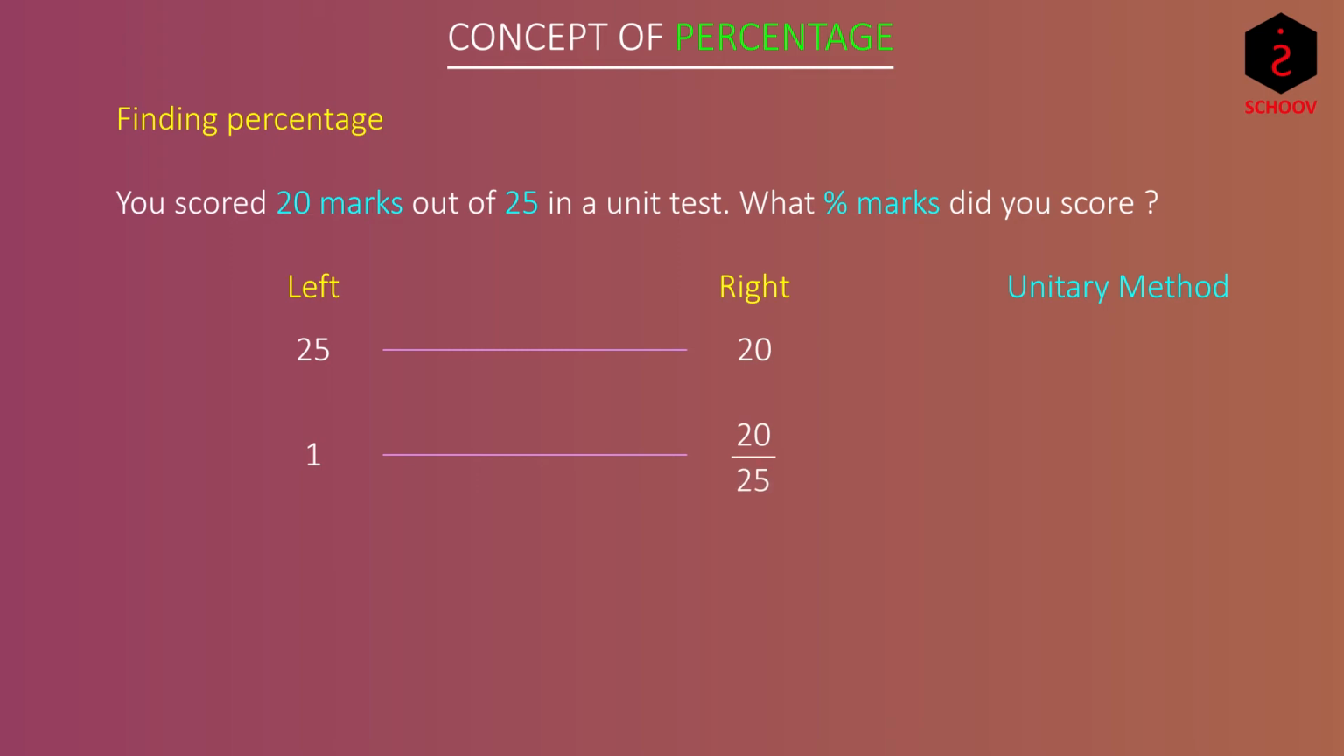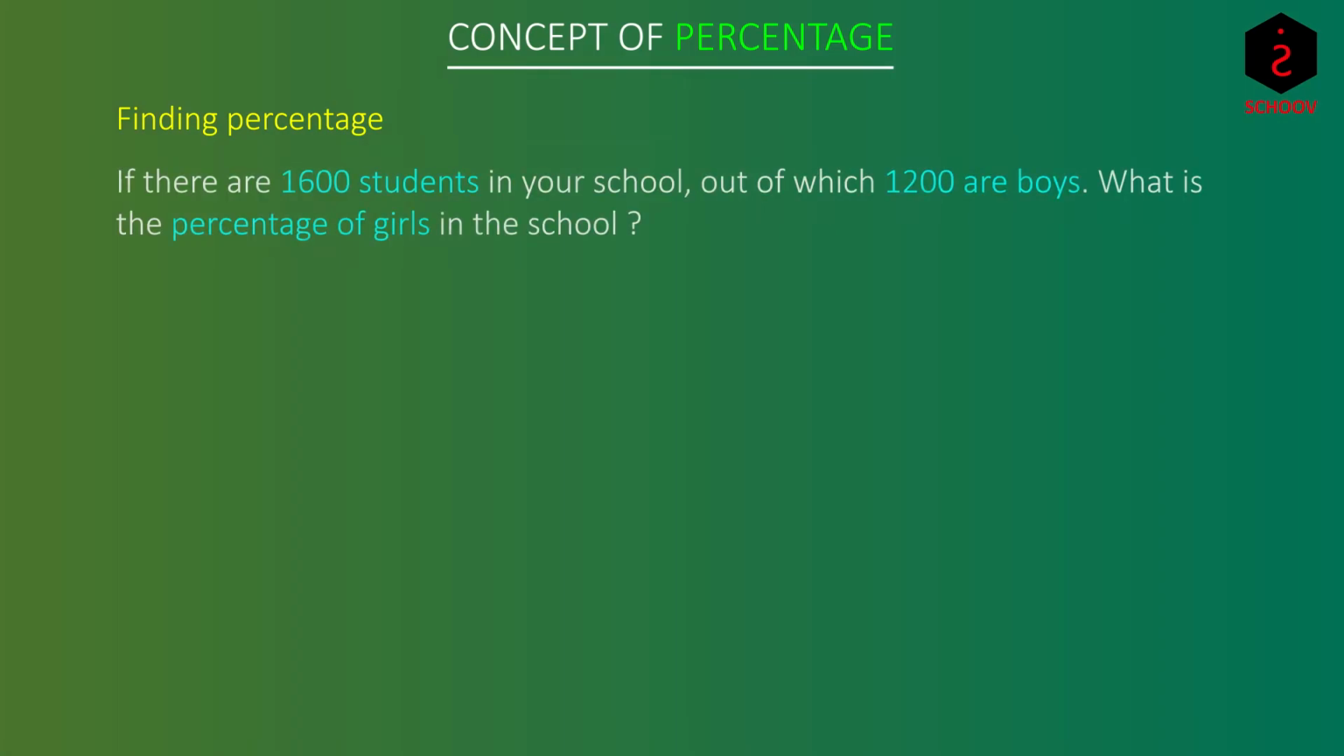So in 100, because we have to find per 100. Now we multiply. So 20 by 25 into 100. 25 cancels 100. So 4. And 20 into 4 is 80. So the answer is 80%. Let's solve another question.